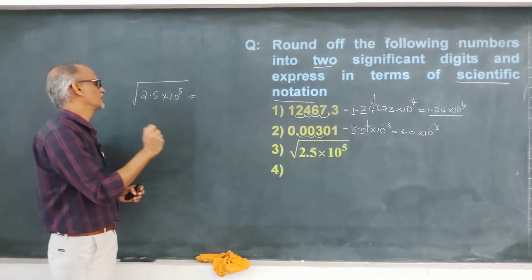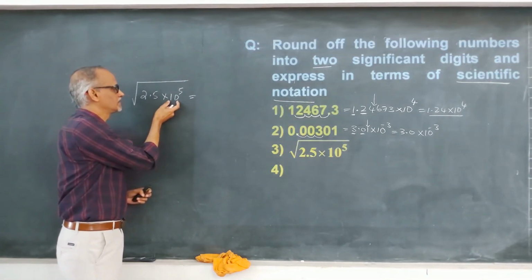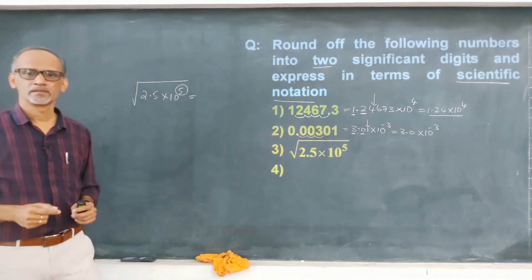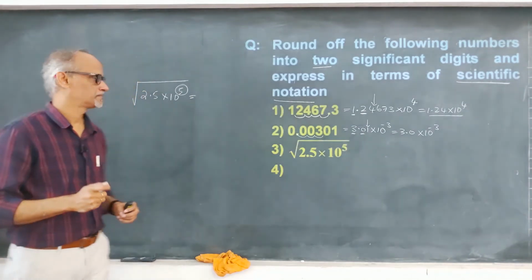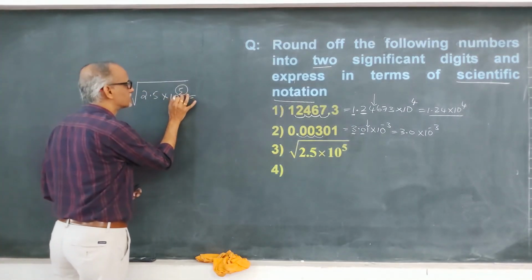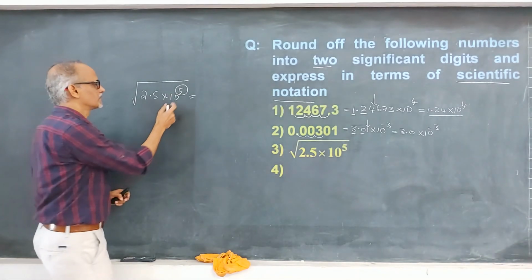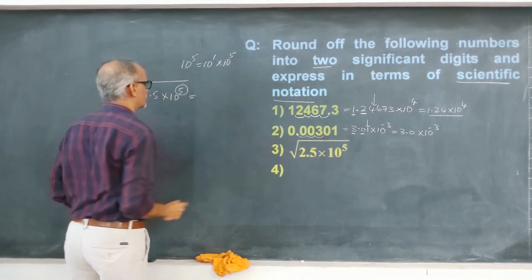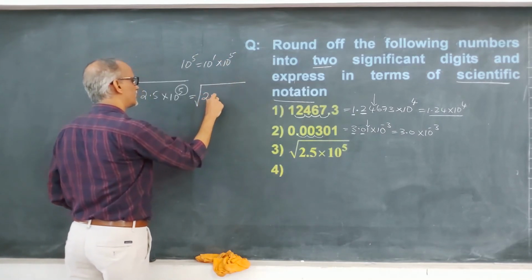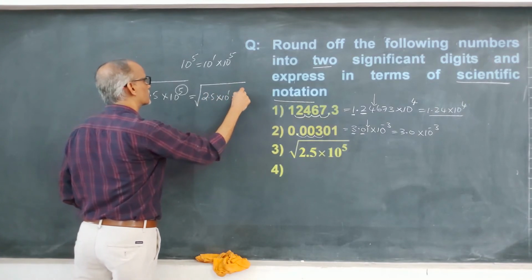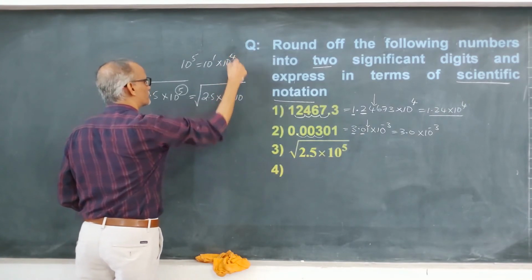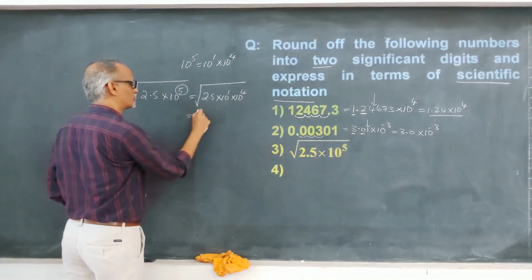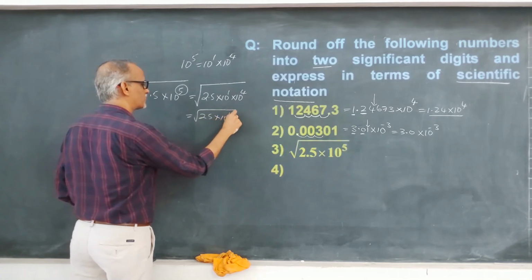See, students, one point which you remember, that whenever there is 10 to the power an odd number, you make it even. How to make it even? This 10 to the power 5 is the same as 10 to the power 1 into 10 to the power 4, correct? So I will do that. 2.5 into 10 to the power 1 into 10 to the power 4. Now you multiply this 10 and 2.5.